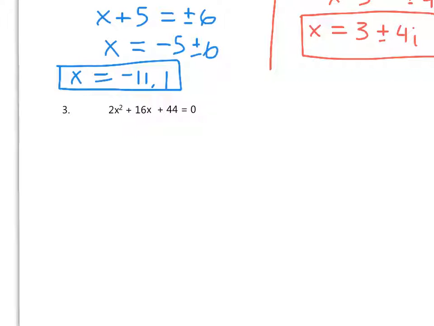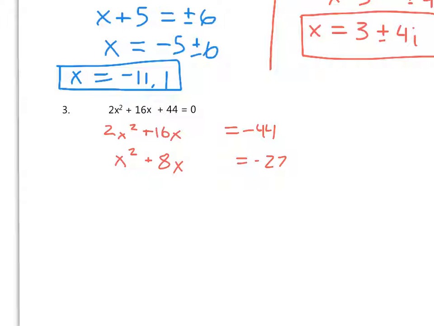Okay, number 3 is just slightly more difficult because there's an a value that is not 1. So it doesn't really matter if you move c first or if you divide by a first. So I'm going to go in the order that the notes lists it in. 2x squared plus 16x equals negative 44. Then I'm going to divide everything by a. X squared plus 8x equals negative 22.